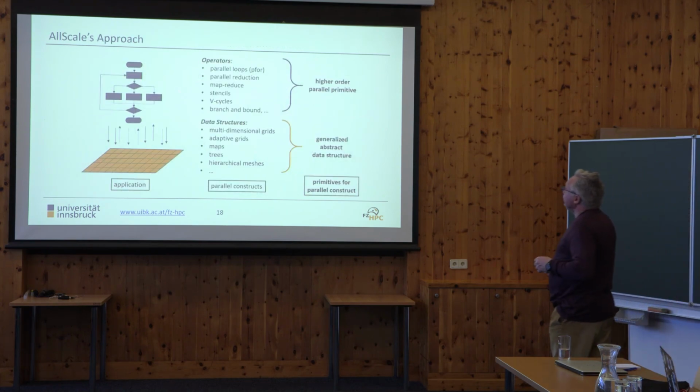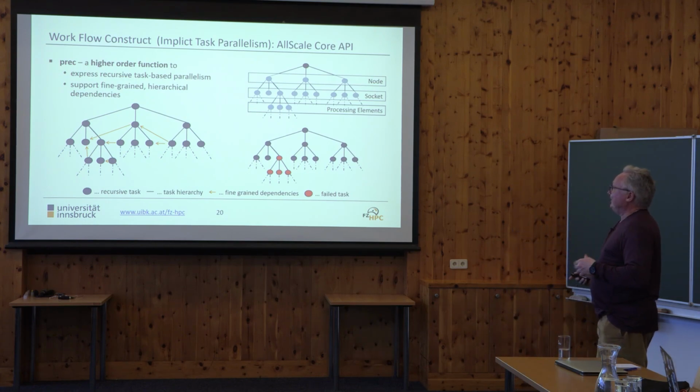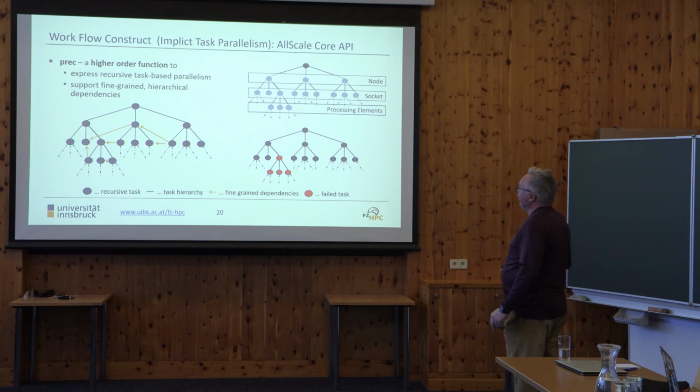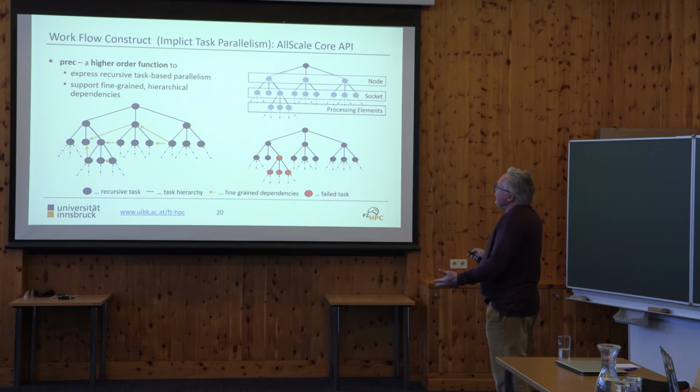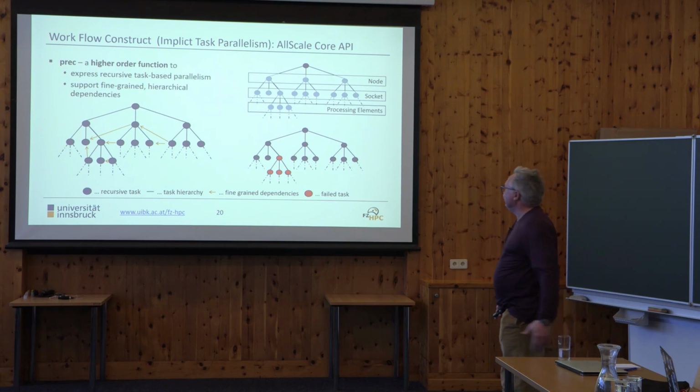Now, all of these operators are internally converted to the prec parallel recursion higher order function. So all of that had to be converted to recursive task parallelism, and for this we provided this higher order function called prec. And this basically was a recursive task parallelism structure. These blue dots here are tasks. And you see here this recursive task structure, and this orange line corresponds to data dependence. So some task produced data that was used by another task, and this dependence, if you go to distributed memory, of course, we had to capture.